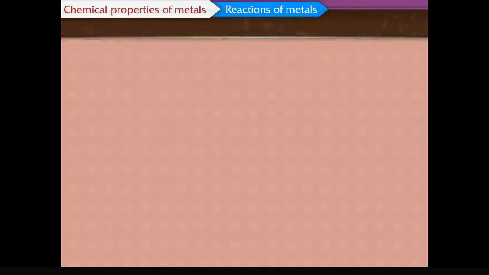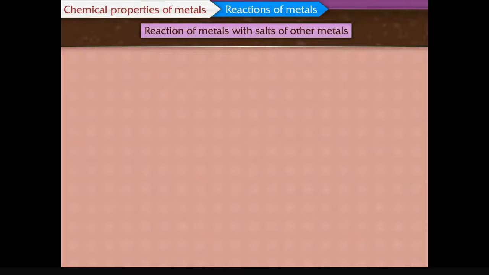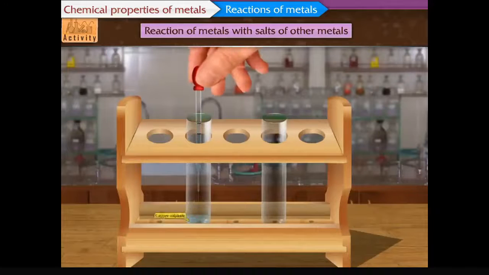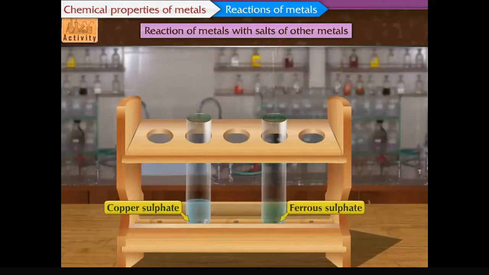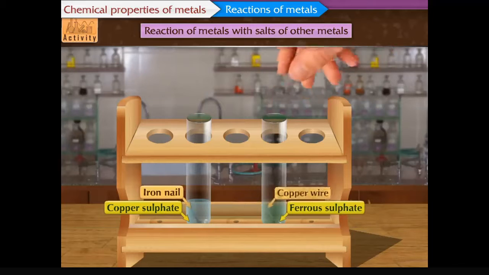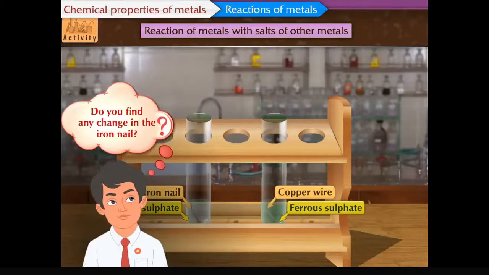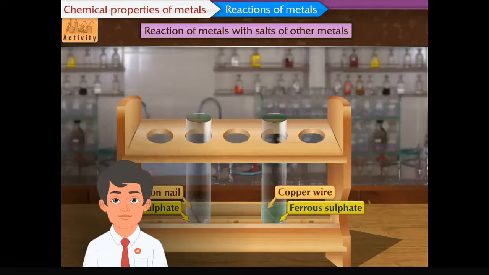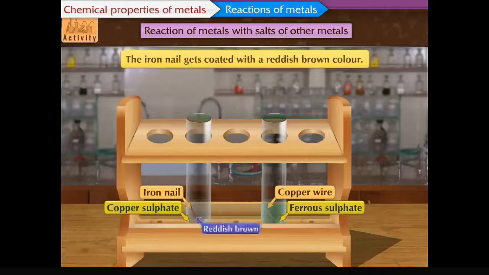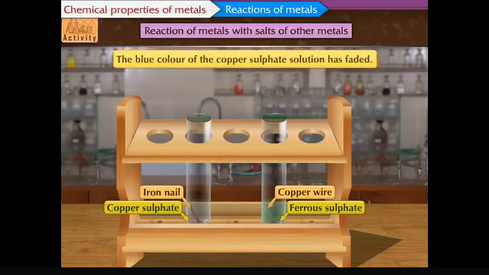Reaction of metals with salts of other metals. Activity. Take solutions of copper sulfate and ferrous sulfate in 2 test tubes. Put a clean iron nail in the solution of copper sulfate and a clean copper wire in the solution of ferrous sulfate. Do you find any change in the iron nail? The iron nail gets coated with a reddish-brown color, and the blue color of the copper sulfate solution has faded.